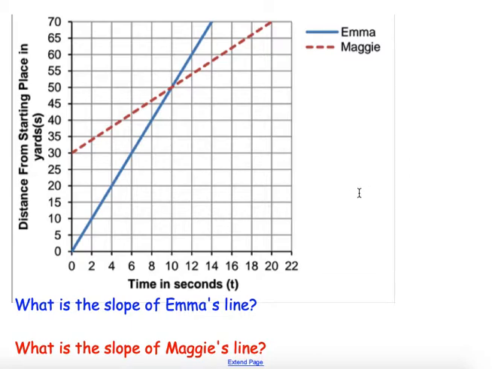Okay. What we're going back to this. What is the slope of Emma's line? What points did we mark last time? 8 over 840, and 6 over 30.